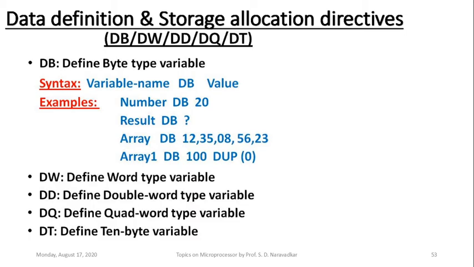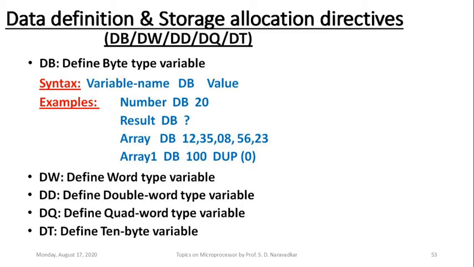Similarly, the other data definition and storage allocation directives are listed here, and similar examples can be taken. The only thing is that in place of byte, the other sizes of data will be defined. Like define word: word means 16-bit. So variable name DW, you can either specify a 16-bit value, or multiple 16-bit values can also be defined. Then next is define double word. Double word means 32-bit.